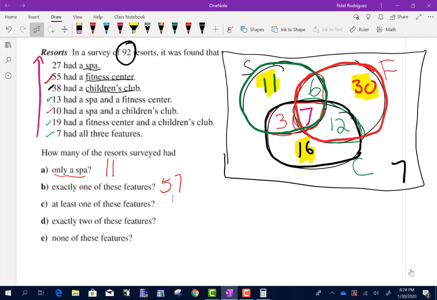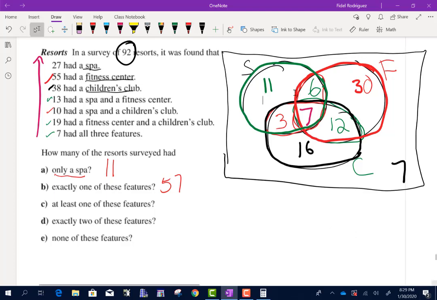All right. So the next part here says at least one of these features. So let's think about what the term at least one means. Let me write these numbers back in. That was an 11, and that was a 30. At least one means they have either one, or two, or three of the features. So they either have the 1, which would be the 11, the 30, the 16, they would have 2, the 3, the 6, the 12, or they would have 3, all 7, right?